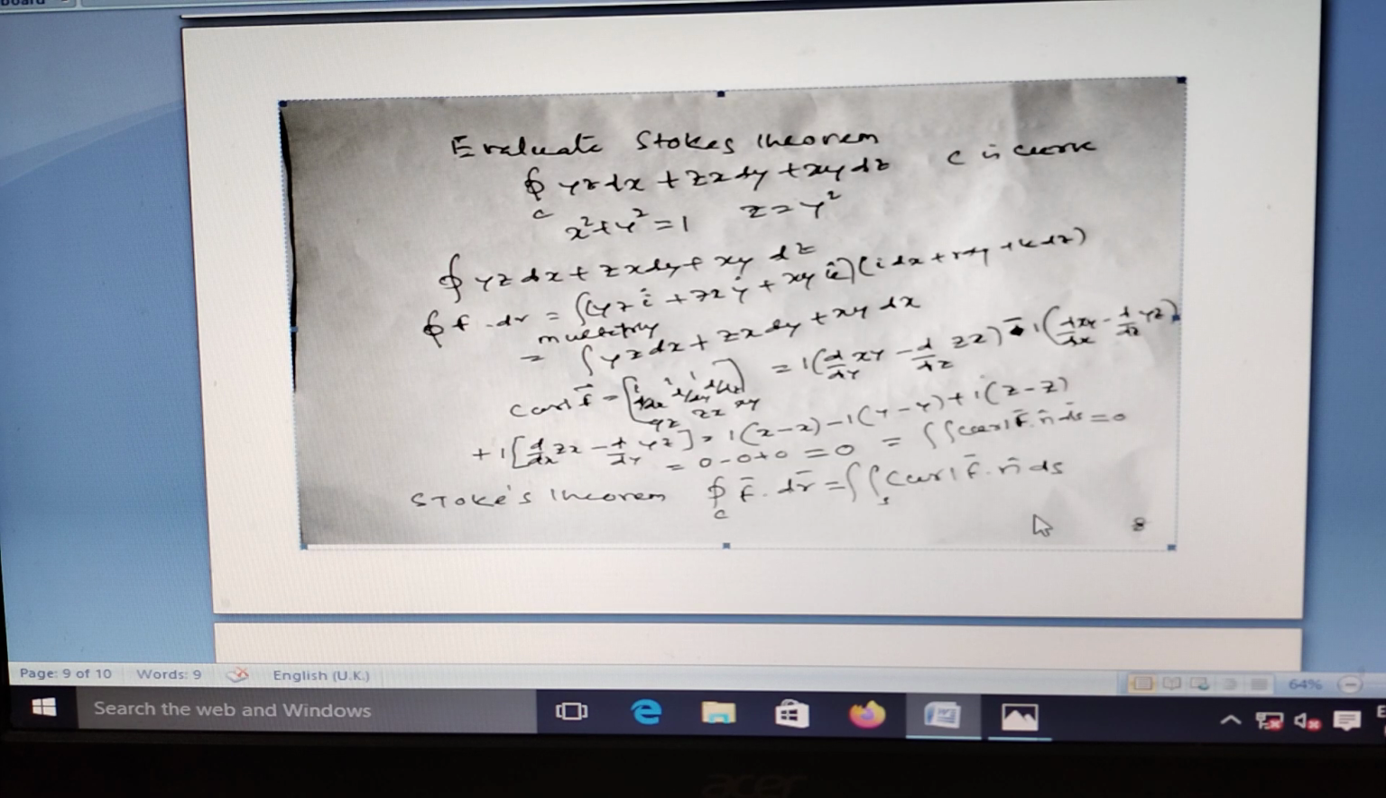Now the Stokes theorem: the line integral of F dot dr is equal to the double integral of curl F dot n dS. I am simply putting the values in the formula. But only one problem: the determinant is there. If you know the determinant, you can easily calculate. The answer will come 0.